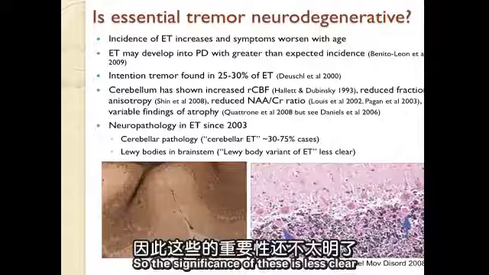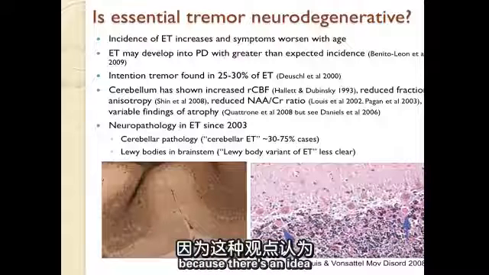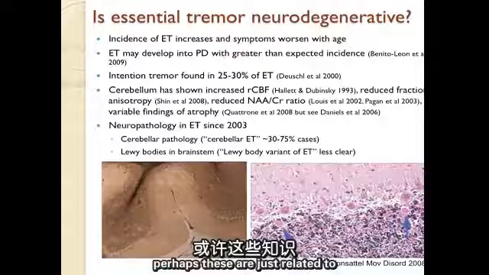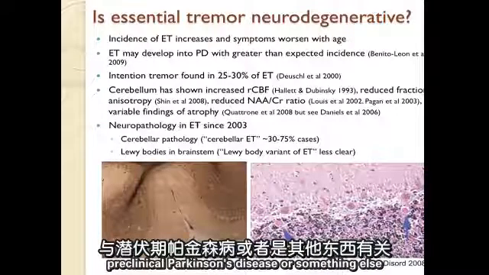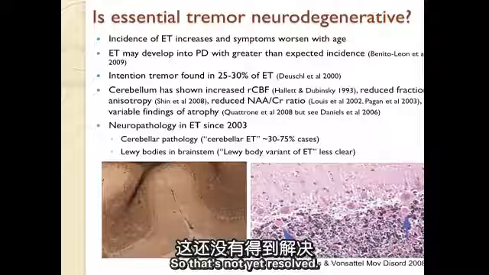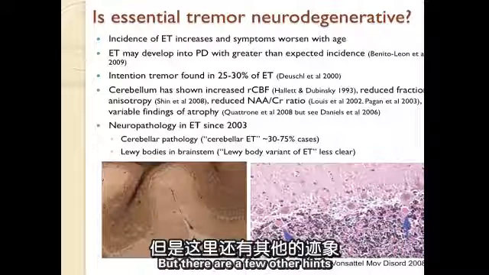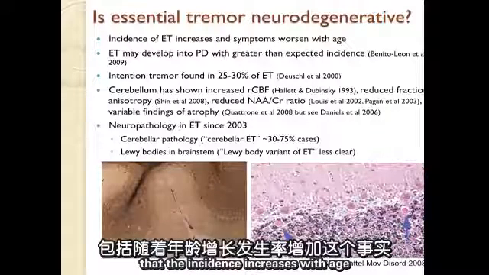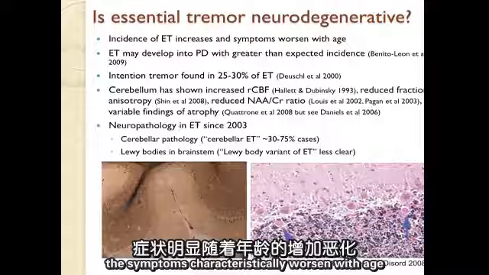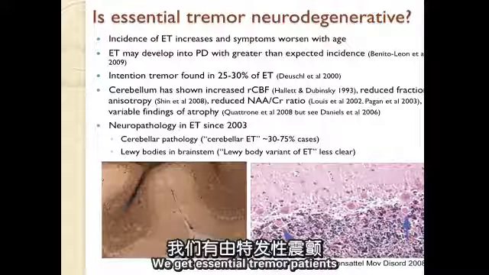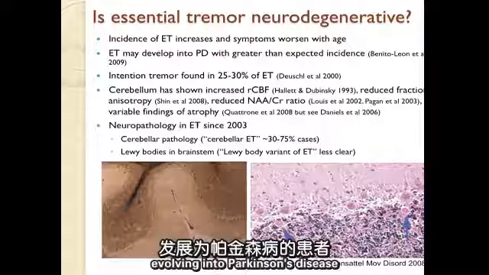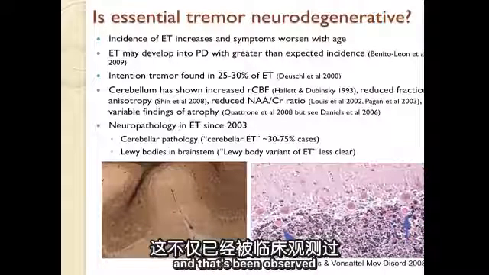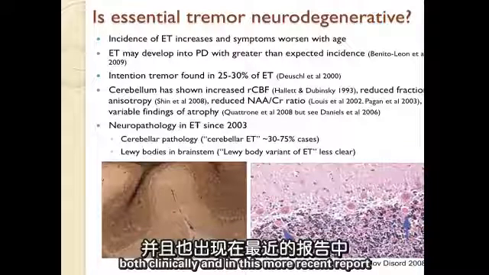So the significance of these is less clear, because there's an idea that if you see Lewy bodies in the brainstem, perhaps these are just related to preclinical Parkinson's disease or something else. So that's not yet resolved. But there are a few other hints clinically that essential tremor could be neurodegenerative, including the fact that the incidence increases with age, and the symptoms characteristically worsen with age. We get essential tremor patients evolving into Parkinson's disease with a much greater than expected incidence, and that's been observed both clinically and in this more recent report.